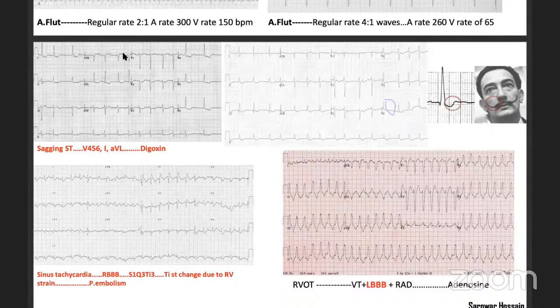Actually, in the lateral leads we have to see this reverse tick sign. Most of the time I see the 5 and 6 are prominent, more than the 4. Sometimes we can see it, sometimes not. But in 5 and 6, most of the time we can see this sagging of the ST.